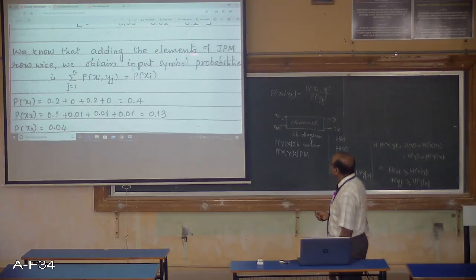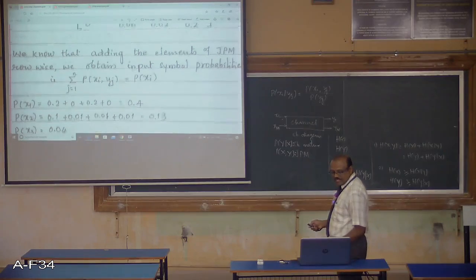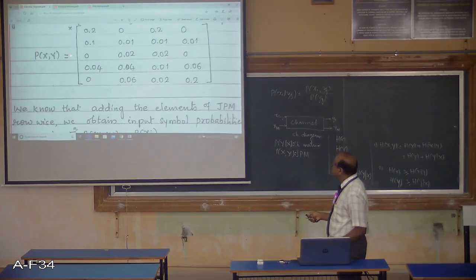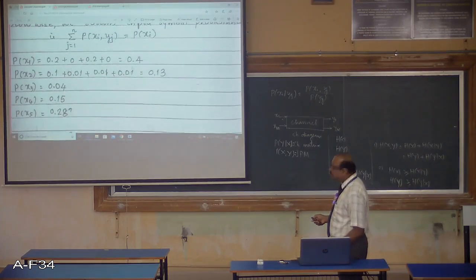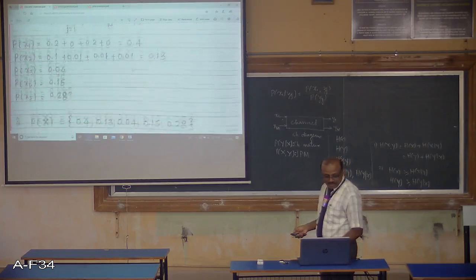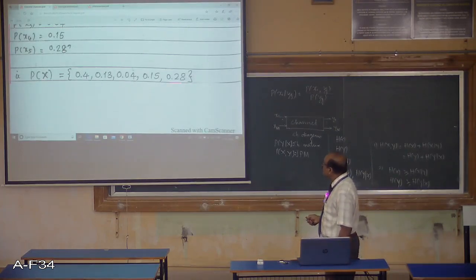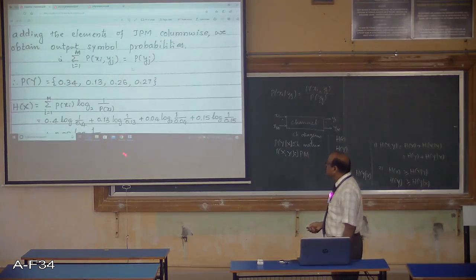We know that adding elements of JPM row-wise, what we get is the input symbols. So row-wise addition of these four elements will give us the probability of input symbols x1, x2, x3, x4, x5: 0.4, 0.13, 0.04. This is the set of probabilities of input symbols x1, x2, x3, x4, x5 respectively, and accordingly we can compute H of X.